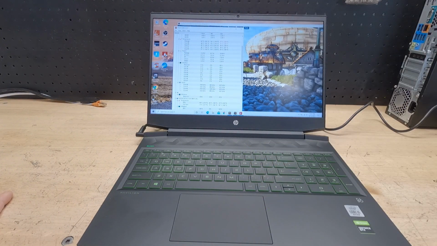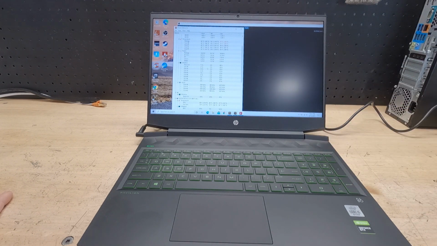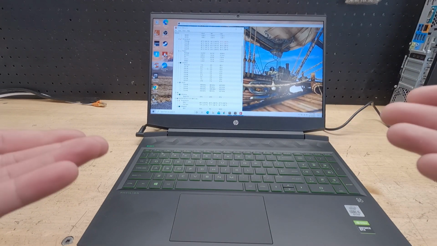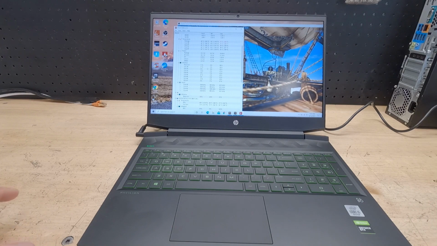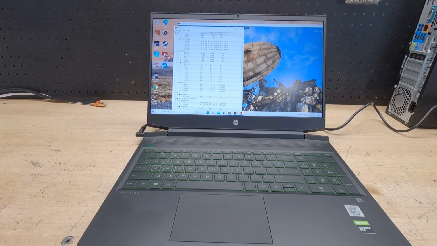And of course, with our 16 gigs of RAM, I'm sure that's going to help give us a little more performance. Let's go ahead and load up some games. Let's see how this thing performs at 1080p. And we'll wrap this up.